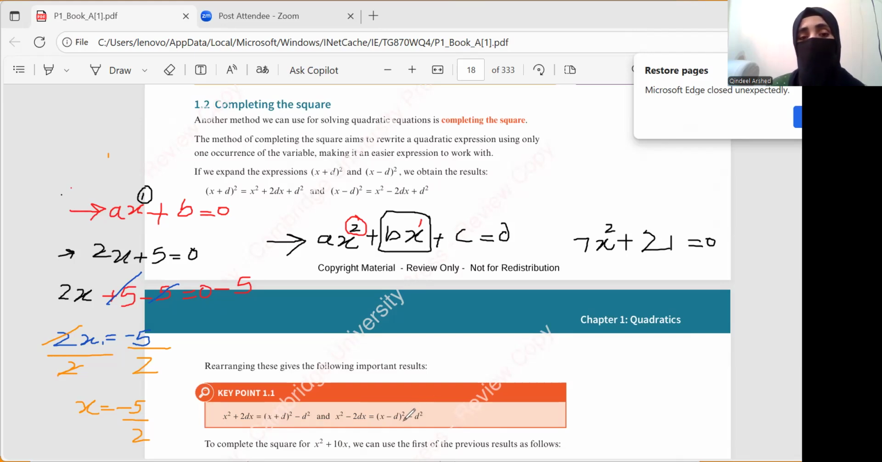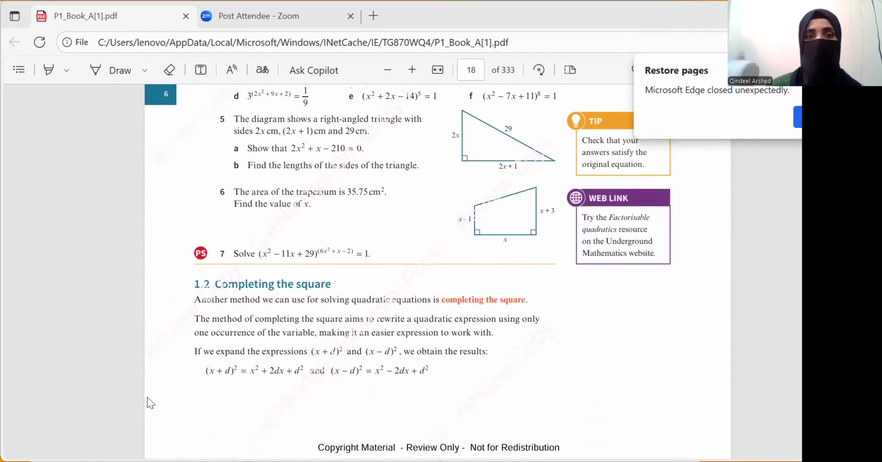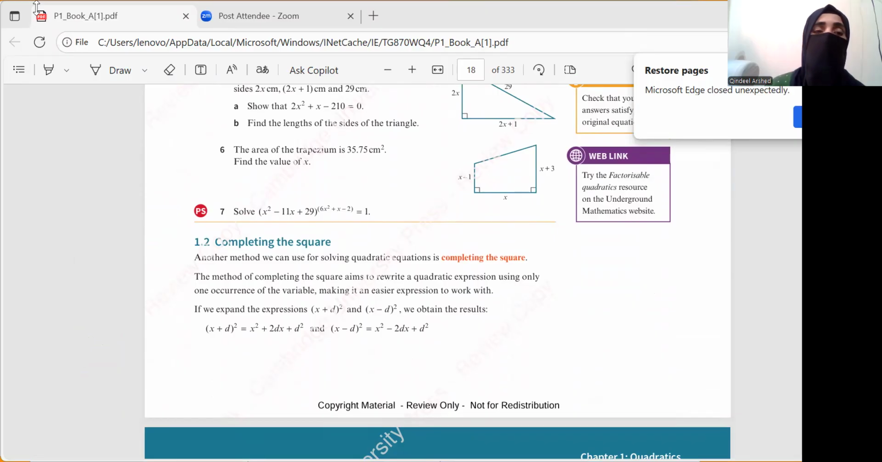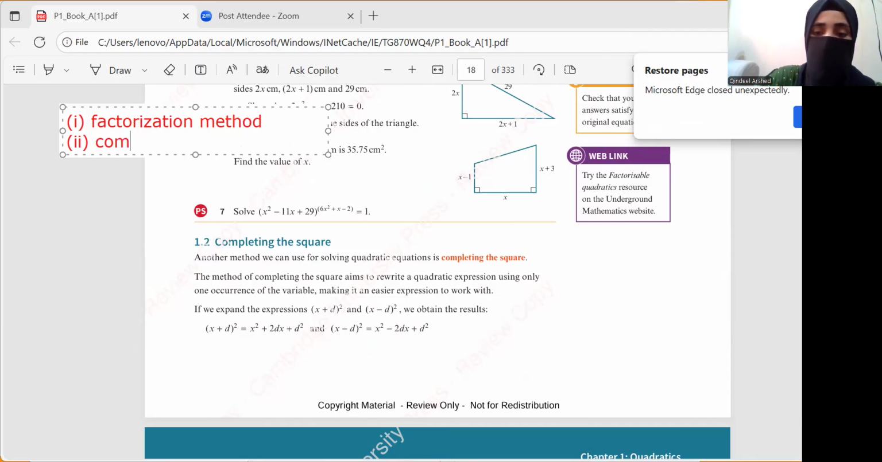Basically, we follow three methods to find the solution of the quadratic equation. The first one is called the factorization method. We are just making factors. The second one we are using is the completing the square method.